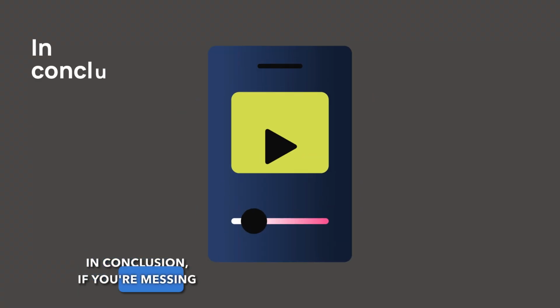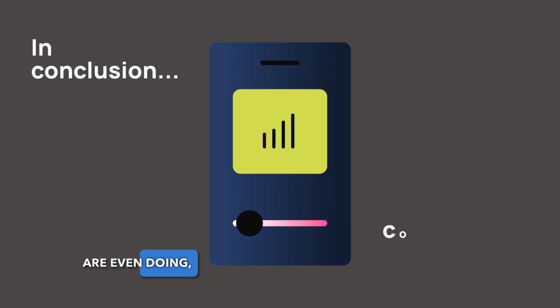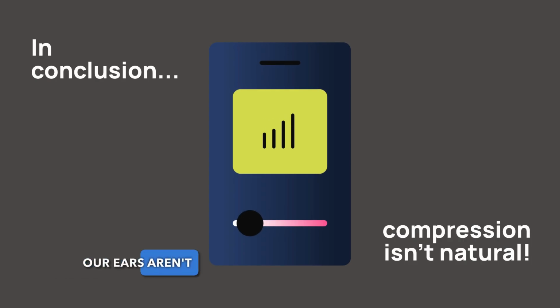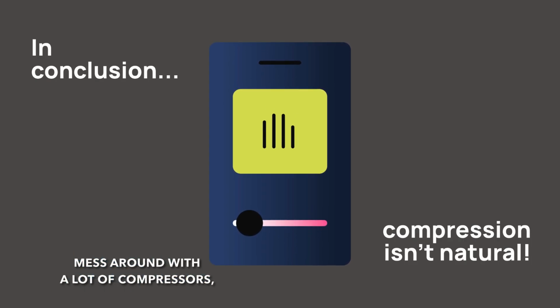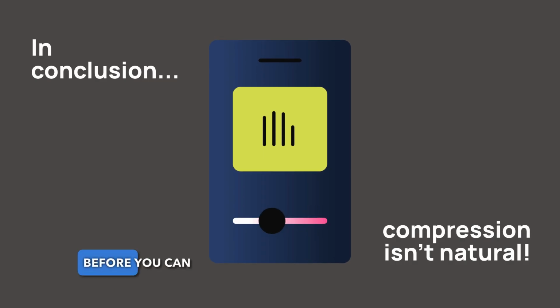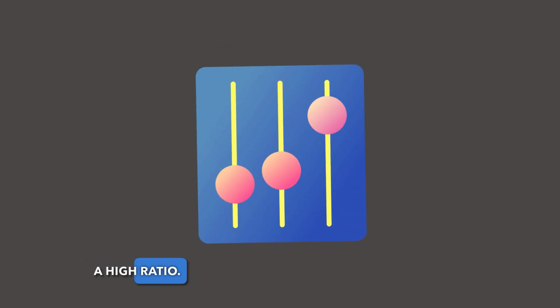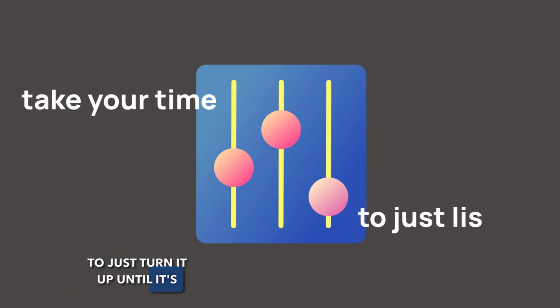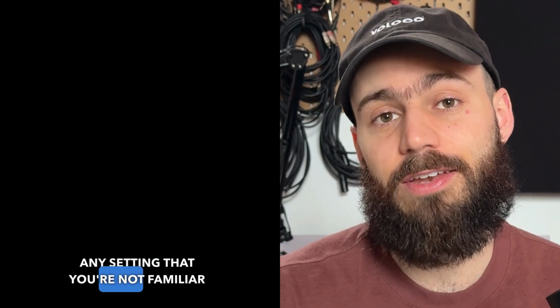In conclusion, if you're messing around with a compressor and it's hard to hear what these settings are even doing, that's because compression isn't really a natural phenomenon. Our ears aren't really trained to hear it. So you need to mess around with a lot of compressors, you need to mix a lot of vocals before you can really hear a slow attack, a fast release, a high ratio. So I always just encourage people to just turn it up until it's obvious. Turn it up until it's too compressed, and then just back off a little. That's a great way to work with any setting that you're not familiar with.